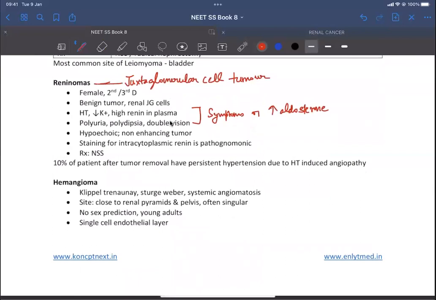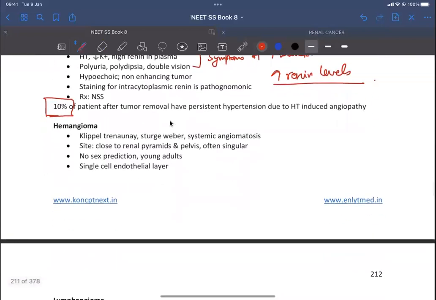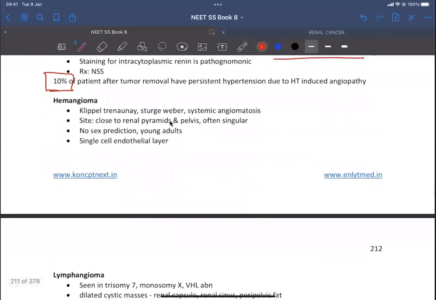Reninomas, you need to remember the cell of origin, which is the juxtaglomerular cells. It's a tumor from the juxtaglomerular cells. And don't try to read too much into the symptoms. It's all symptoms of hyperaldosteronism that you get, which is what renin essentially does. Diagnosis is by increased plasma renin levels. And management is surgical. What you have to remember is that 10% of patients will still have symptoms after treatment because of angiopathy secondary to hypertension.